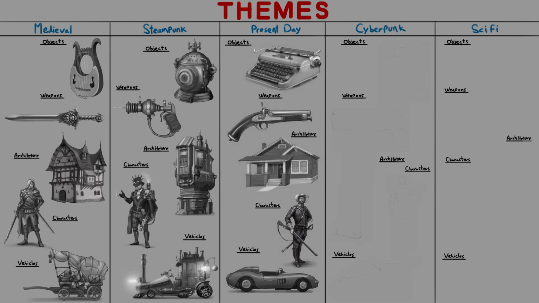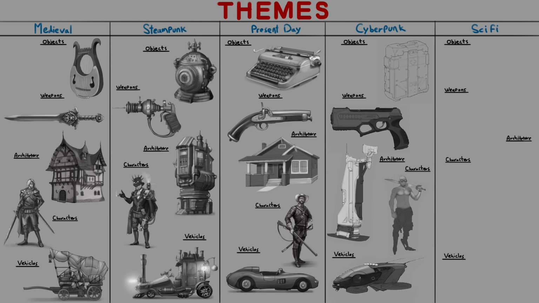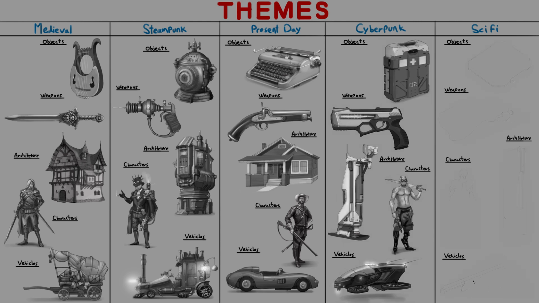Next is cyberpunk. Now cyberpunk and sci-fi may be similar in some aspects, but cyberpunk is not that far in the future. It's more like 50 to 100 years in the future, while sci-fi is anywhere between 100 years to 1,000 to 10,000 years in the future. We do that for objects, weapons, architecture, characters, and vehicles. Finally, the sci-fi subcategory, and we do the same for objects, weapons, architecture, characters, and vehicles.